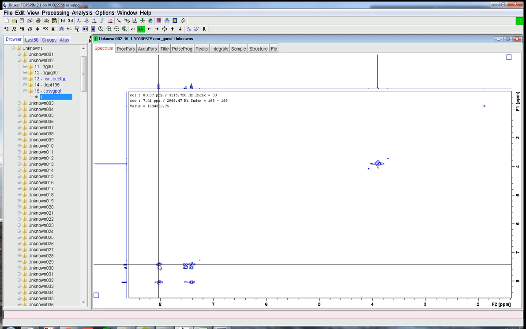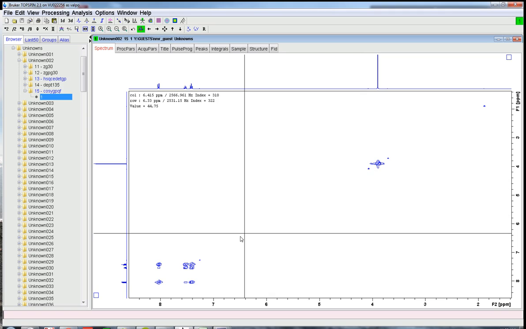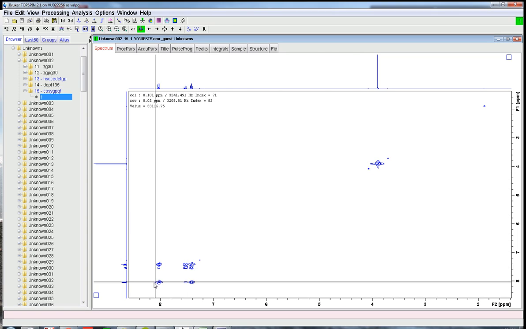Remember, anything along this diagonal axis is nothing. Don't deal with this cross peak right here, because that's the proton at 8.03 coupled to the proton at 8.03. Those are the same protons. It's a cross peak between the same protons. So just ignore anything along this diagonal line.